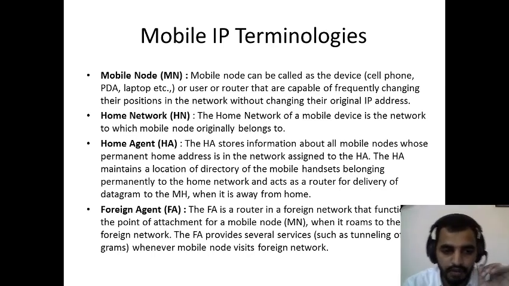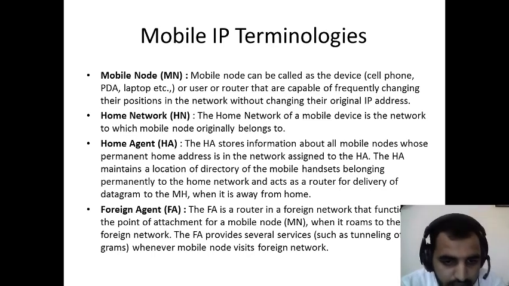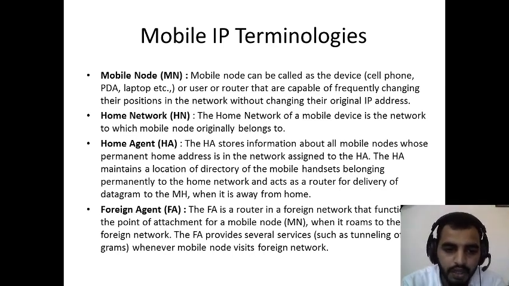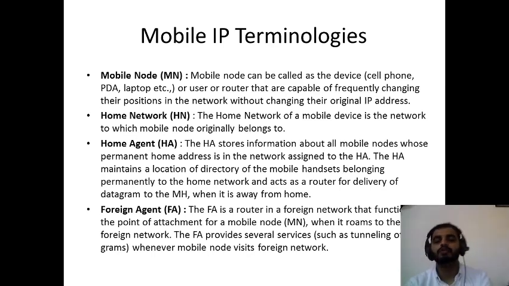Now what do you mean by foreign agent? The foreign agent is a router in the foreign network that functions as the point of attachment for a mobile node when it roams to the foreign network. A foreign agent provides several services, such as tunneling the data whenever the mobile node visits the foreign network.